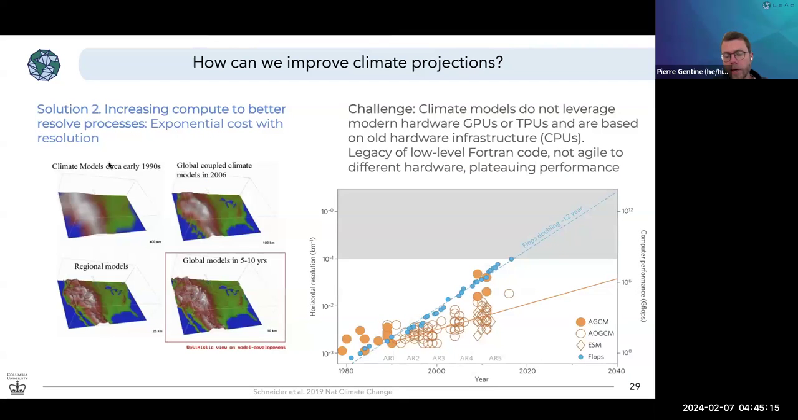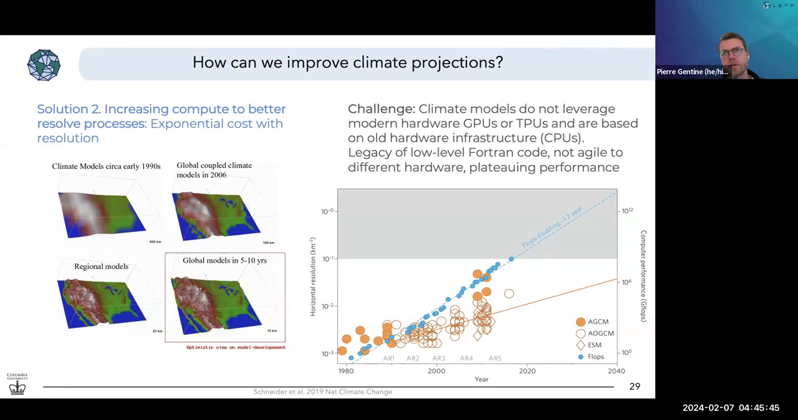A second solution, the one we talked about early on in this talk, is to just increase compute power, right? By increasing the compute, we can increase the resolution. And as you can see, we can resolve more and more processes such as topography, or we talked about deep clouds. And that's just going to improve things because we're resolving more and more of many processes that are currently unresolved. But a major issue is that we really have a plateau in terms of the performance and the resolution we are achieving in those models.